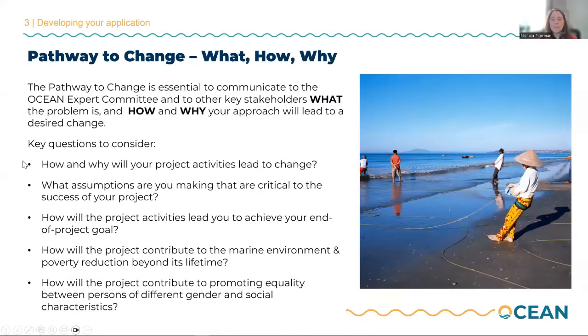So there's some key questions you might want to consider when you're writing this section. First of all, how and why will your project activities lead to change? What assumptions are you making that are critical to the success of your project? How will the project activities lead you to achieve your end of project goal? How will the project contribute to the marine environment and poverty reduction beyond its lifetime? And how will the project contribute to promoting equality between persons of different gender and social characteristics? And these are all key things that the expert committee will be looking at to understand the quality of your application.